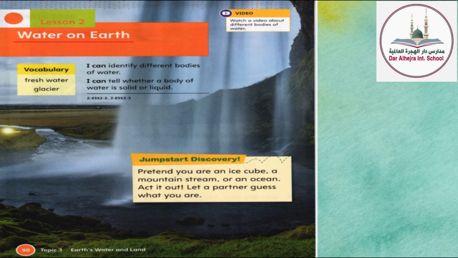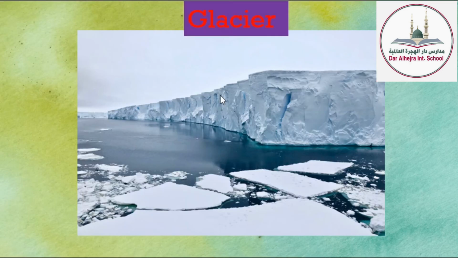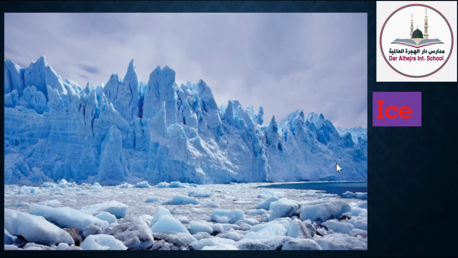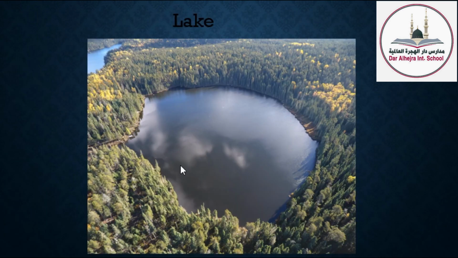So let's see together some of these types. The first type is the glacier. This is the solid type of water, as you can see in this picture. The next one is ice. And this one is the lake. As you can see, the lake is very small. It's a small part of water on Earth.